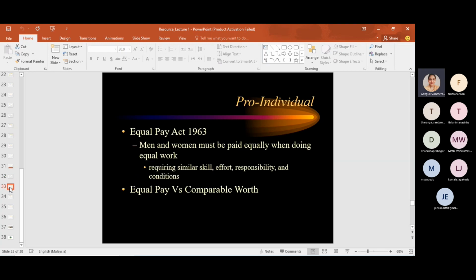Okay, and then we have the Equal Pay Act made in 1963. According to the Equal Pay Act, men and women must be paid equally when they are doing equal work. That is the main point of the Equal Pay Act, that men and women must be paid equally when they are doing the same job.